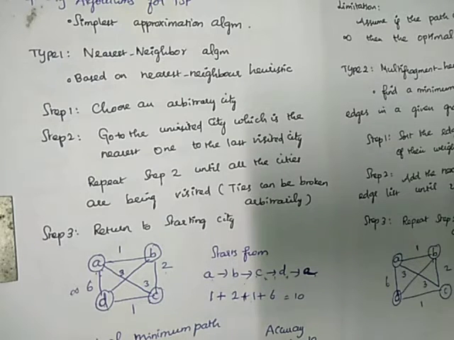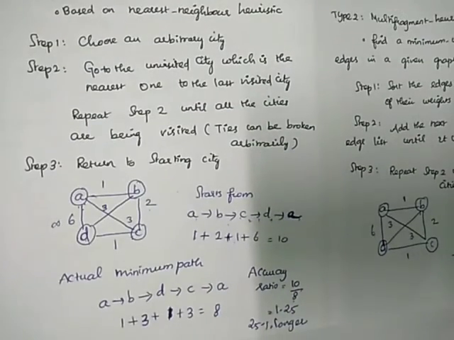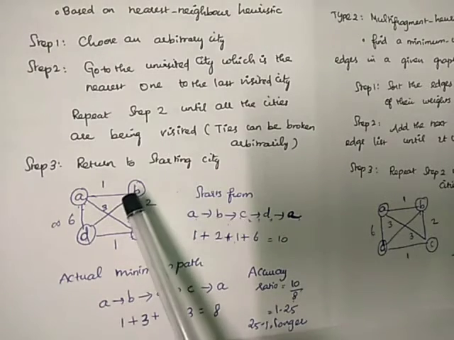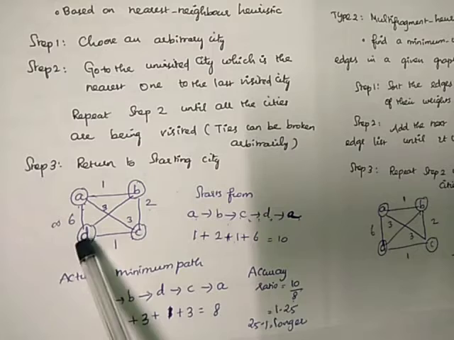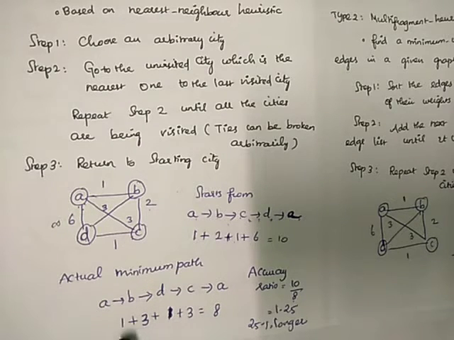So the path is A, B, C, D, A. The path cost is 1 plus 2 plus 1 plus 6, which is 10. But the exact solution for this graph is A to B, B to D, then D to C, and C to A. The cost is 1 plus 3 plus 1 plus 3, which is 8. The accuracy ratio can be calculated as 10 by 8 since it is a minimization problem. So f of SA divided by f of S star, 10 by 8, is equal to 1.25. So the approximate solution path is 25% longer than the exact solution.